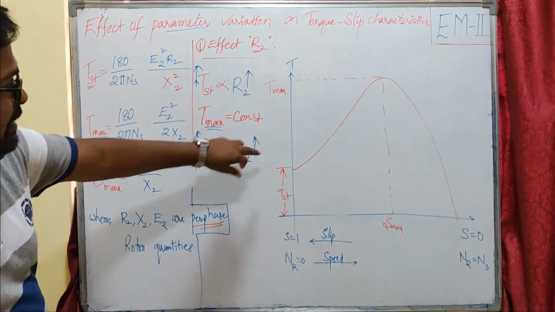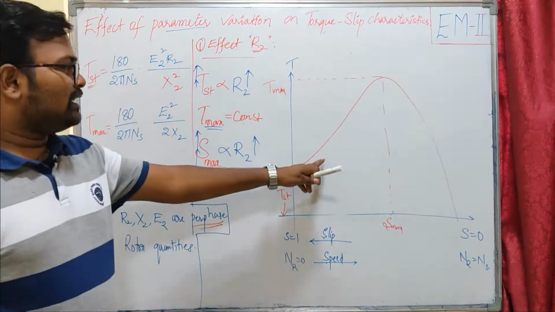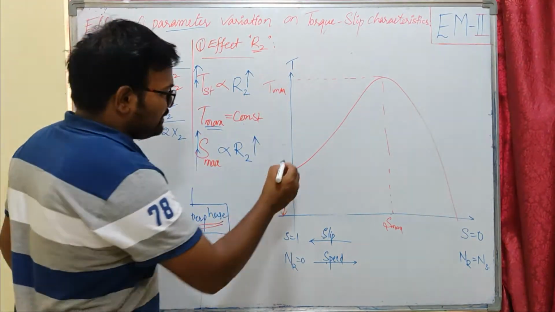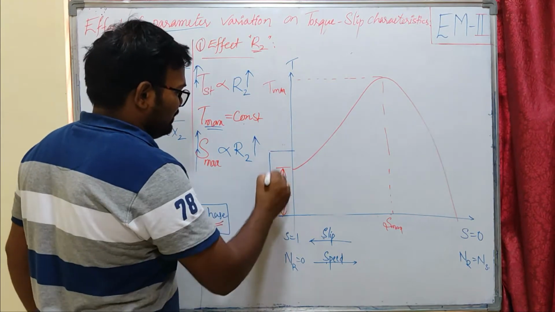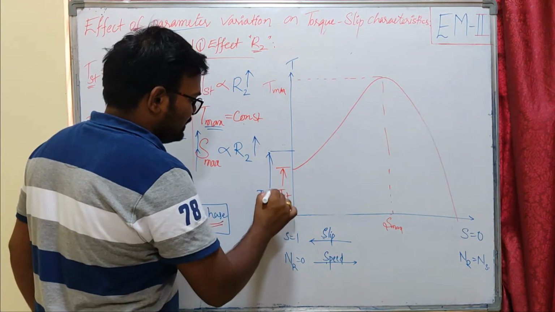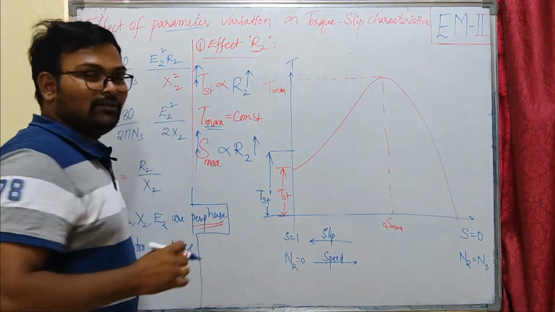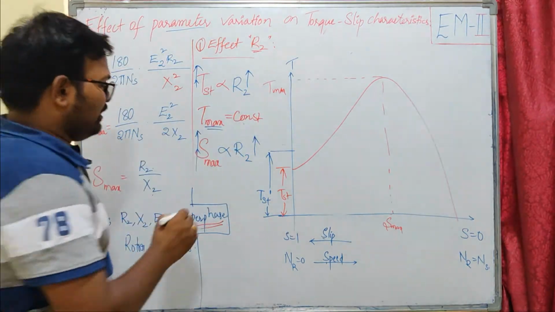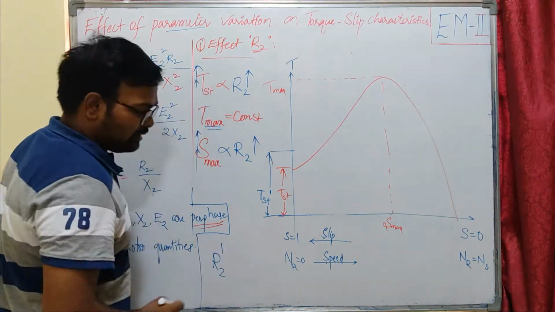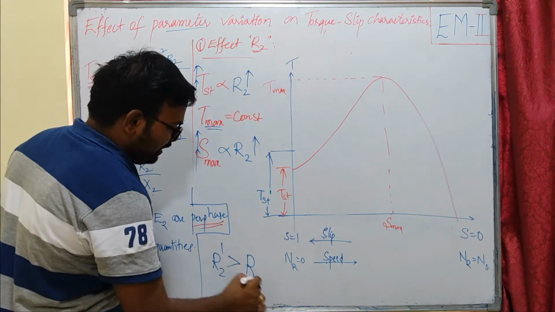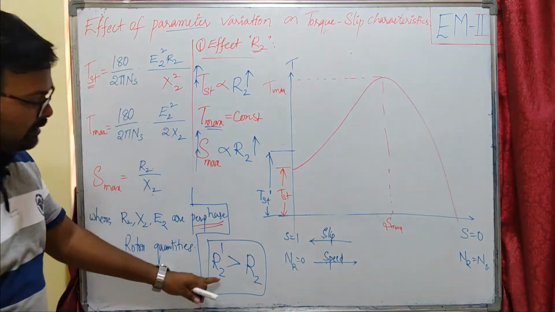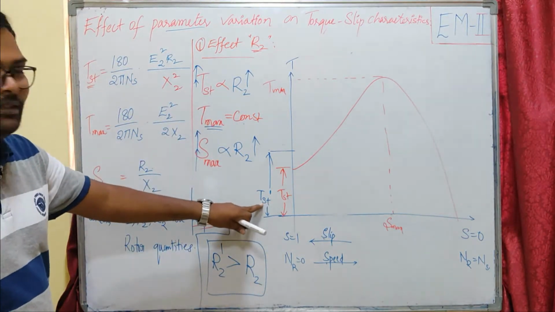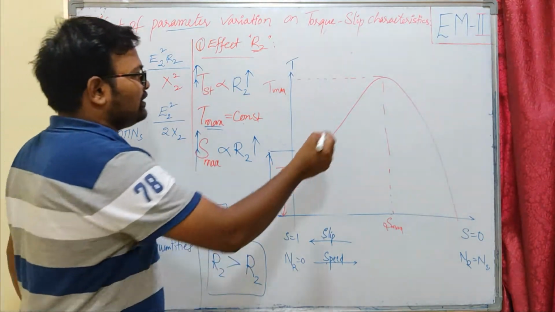Let us see the behavior of our new torque slip characteristics when I increase the rotor resistance. Here our starting torque is increasing. This is my new starting torque, which I am representing as TST dash. I have increased the rotor resistance from R2 to R2 dash, which is greater than the initial one. Now my starting torque has increased from TST to TST dash. And what happens to the maximum torque, which is constant?